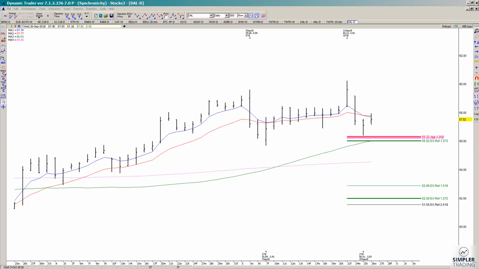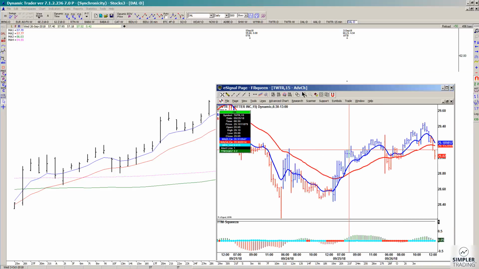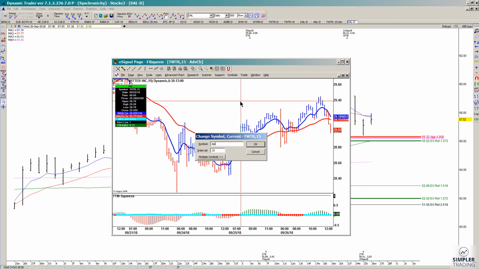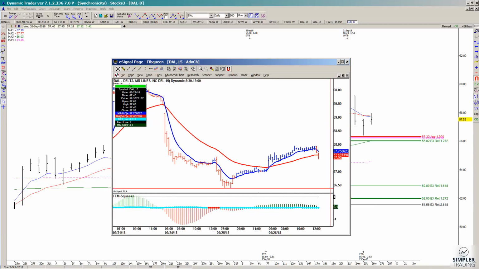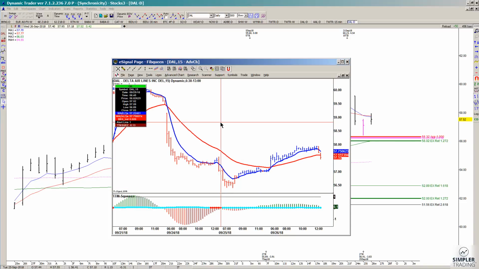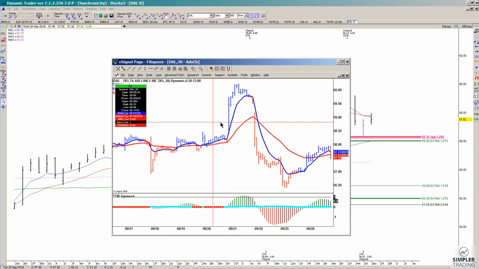Alright, so if we look at DAL, yes, the 15-minute chart already triggered an entry because you did have the moving average crossover, and you did take out a prior swing high in the process. And let's see about the 30-minute. Actually, the 30-minute has also.